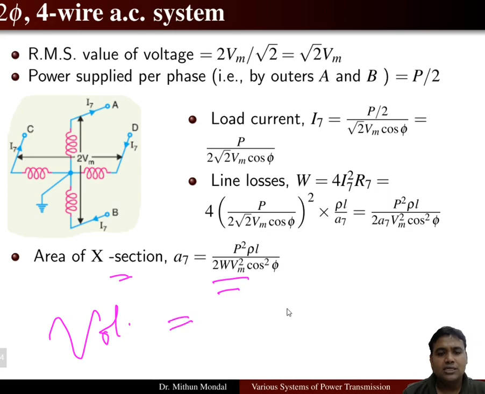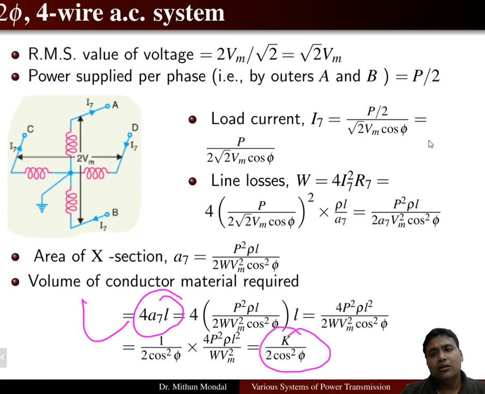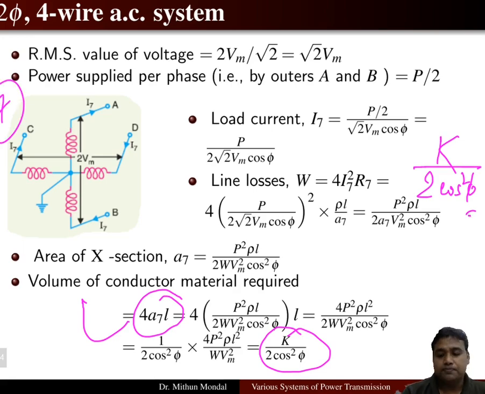Volume is area into length. So A7 into length. And how many conductors are there? So this is 4 conductors. So 4 into A7 into length is the volume of the conductor material. So you'll get K by 2 cos square phi. So here, after calculation for the 4-wire 2-phase system, we are getting K, that is the comparison basis, divided by 2 times the cos square phi. This is what we are getting for the 2-phase 4-wire system, and this was our 7th point of discussion.